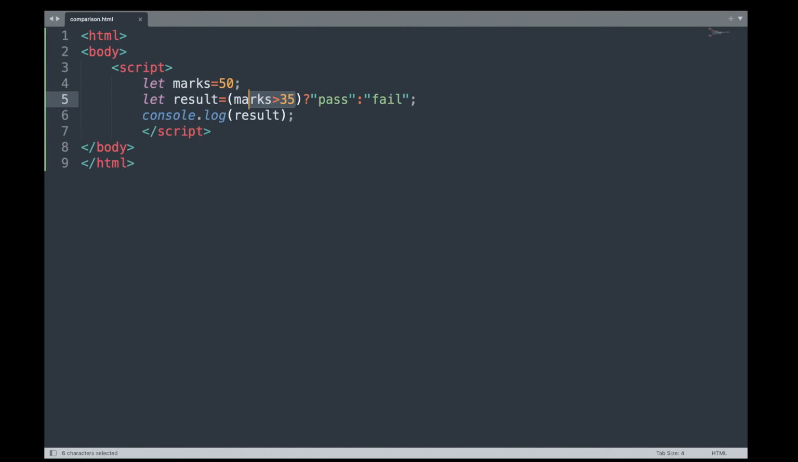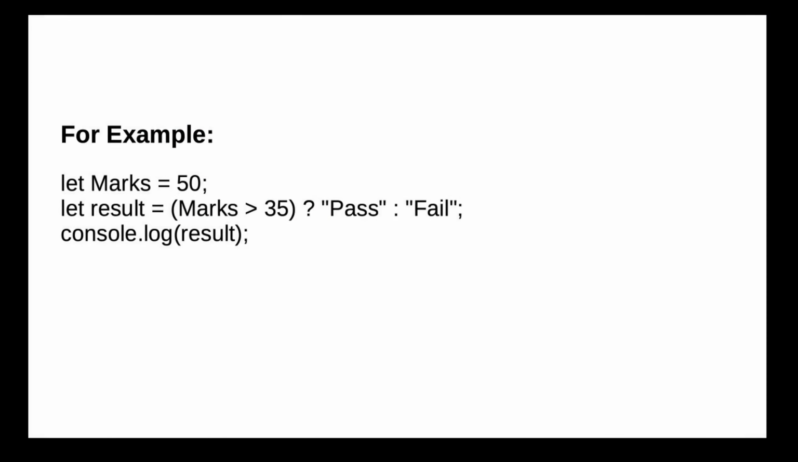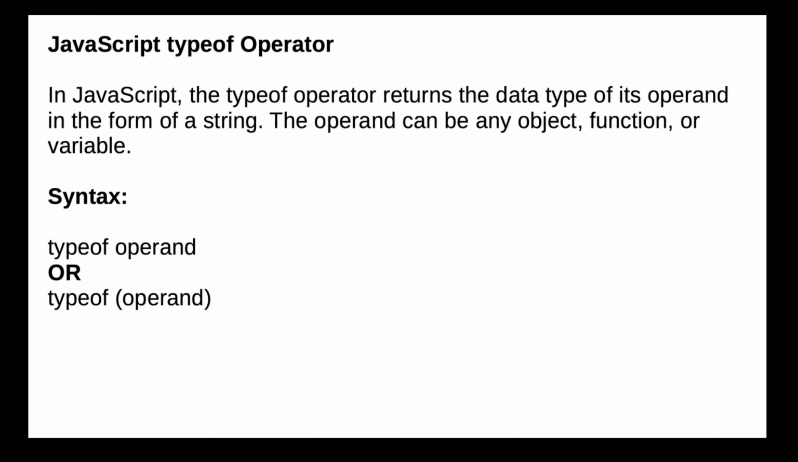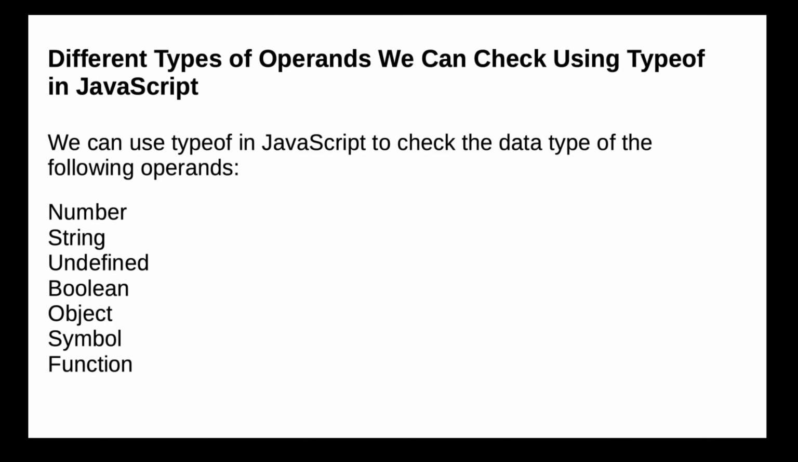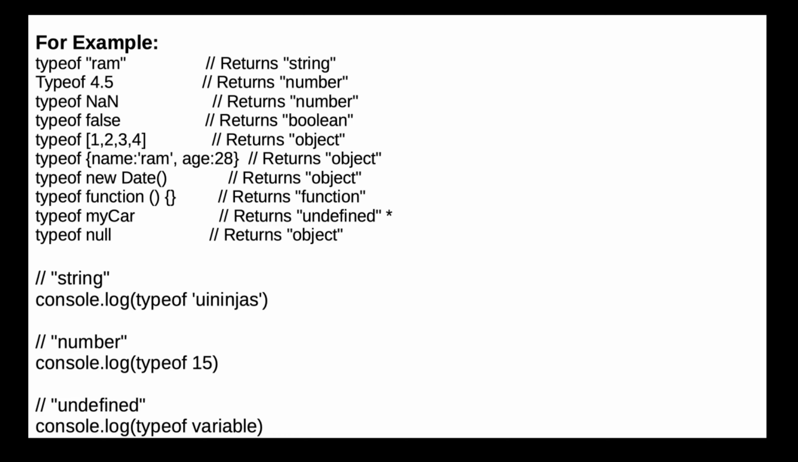So next is JavaScript typeof operator. In JavaScript, the typeof operator returns the data type of its operand in the form of string. The operand can be any object, function, or variable. Syntax is typeof, then operand, or you can also write the operand in braces. So different types of operands we can check using typeof in JavaScript, like number, string, undefined, boolean, object, function, symbols.